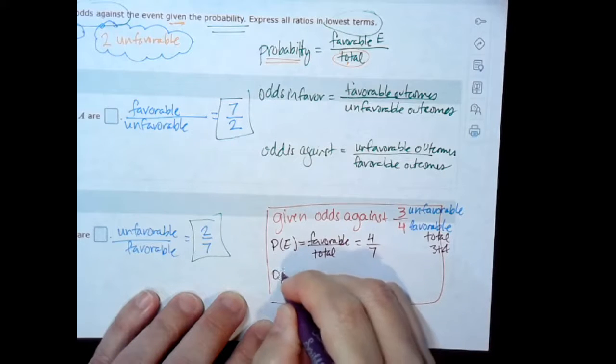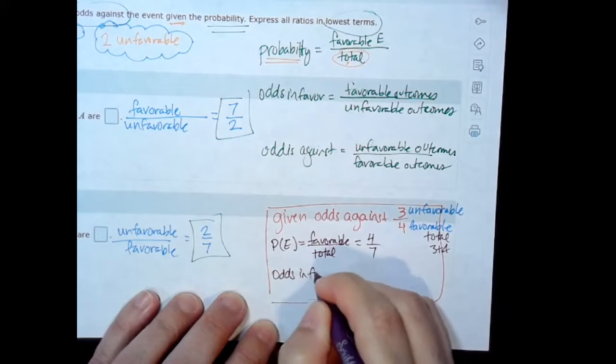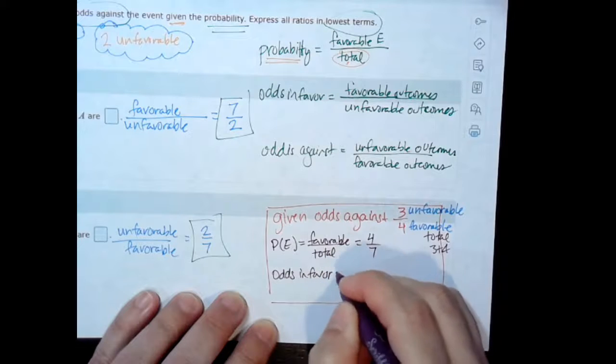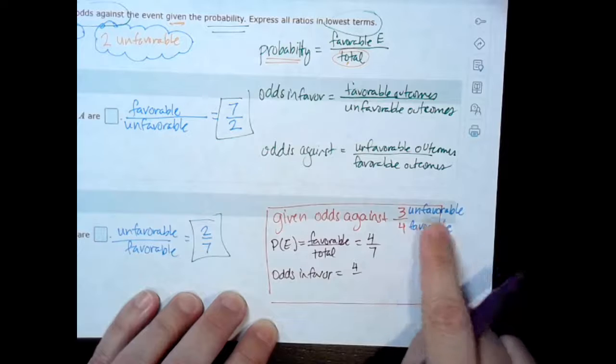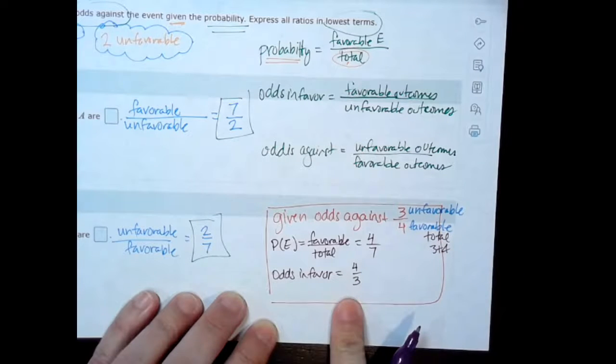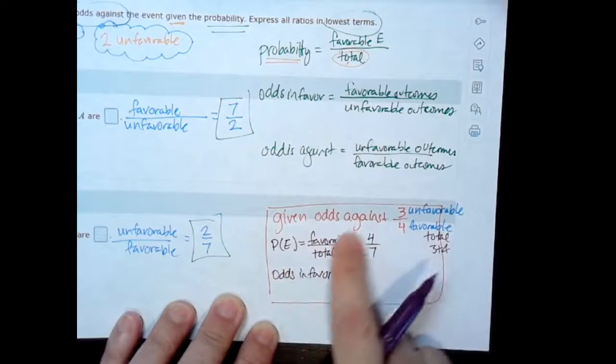But what if I ask you for odds in favor? Then you want favorable, which was 4, over unfavorable, which was 3. So you should be able to go between all of these.